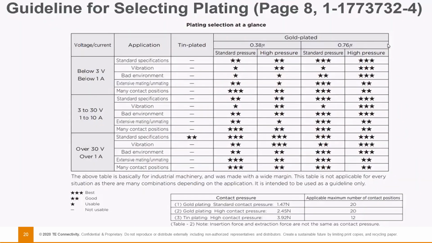This page serves as a guide on when to utilize the 0.38 and the 0.76 thicknesses, below 3 volts and below 1 amp. Consider the environment, opt for standard pressure in milder conditions and high pressure in more demanding settings. Understanding the application's environment is crucial. For rugged conditions, choose the gold-plated thickness of 0.76 to withstand pressure. The decision hinges on the expected pressure. With this, we conclude the introduction to the Dynamic Series product.